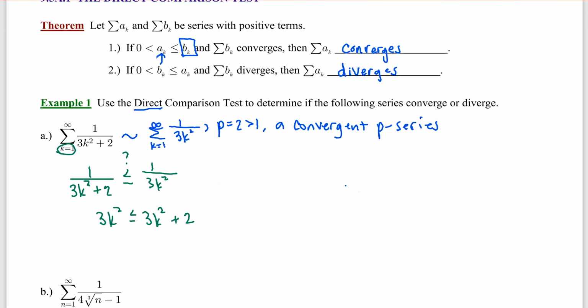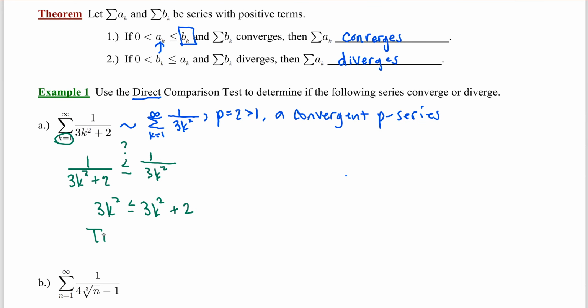Now, if I look at this inequality, I could very easily observe that this is true for all k, and in particular greater than or equal to 1 since our series starts at 1. 3k squared is going to be less than or equal to that same item plus 2. You could also verify this a little bit further. If you wanted to subtract 3k squared from both sides, you'd end up with a statement that is always true. Since the series in question is term by term smaller than a convergent p-series, then the series we're examining converges.